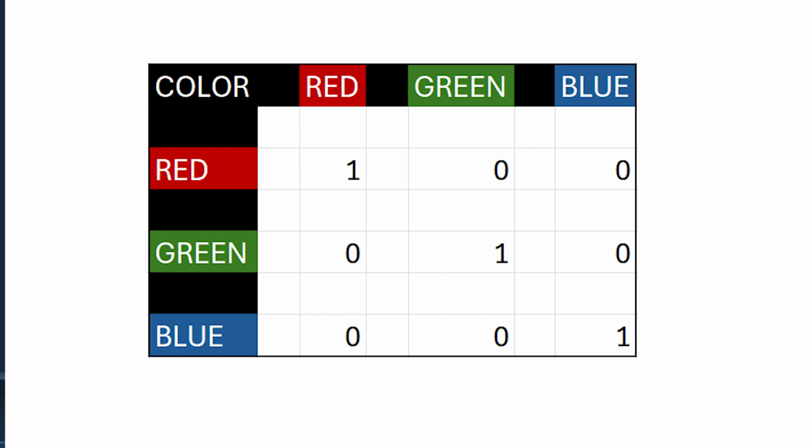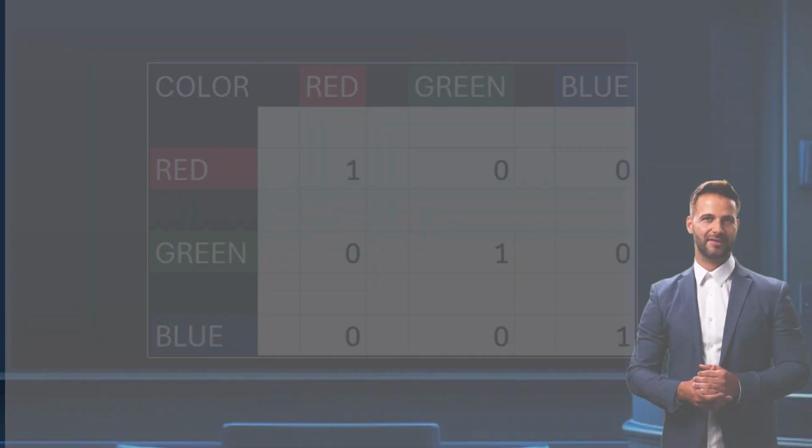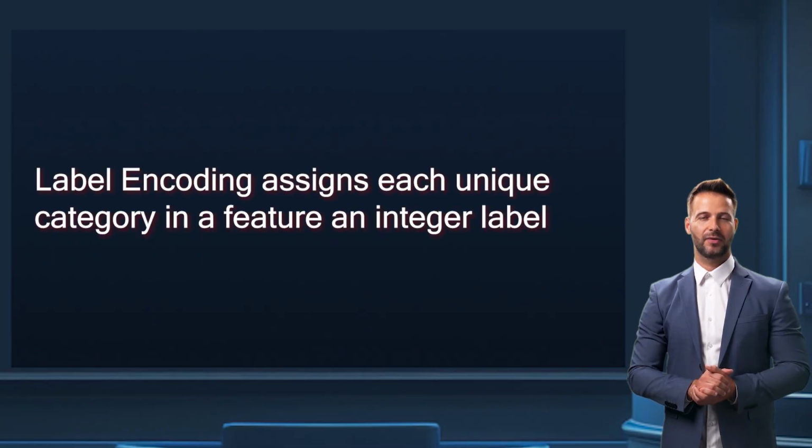When our ML sees color, it no longer has to say, dude, what is this red? It knows 1, 0, 0. This method avoids the potential issue of ordering in categorical data, but can lead to high dimensionality when dealing with a large number of categories. That is one-hot encoding. How about label encoding?